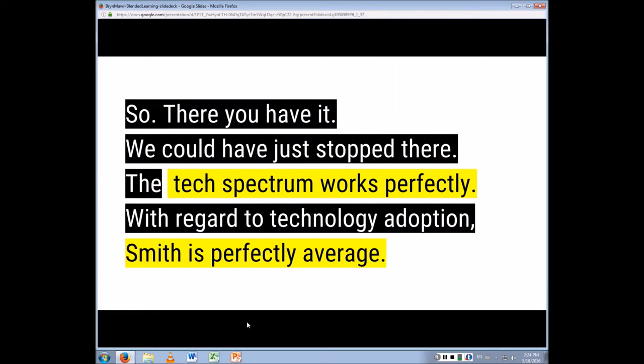So there you have it. We could have just stopped there. The tech spectrum works perfectly. Smith is perfectly average. We're done, right? Like that didn't really tell us a whole bunch.